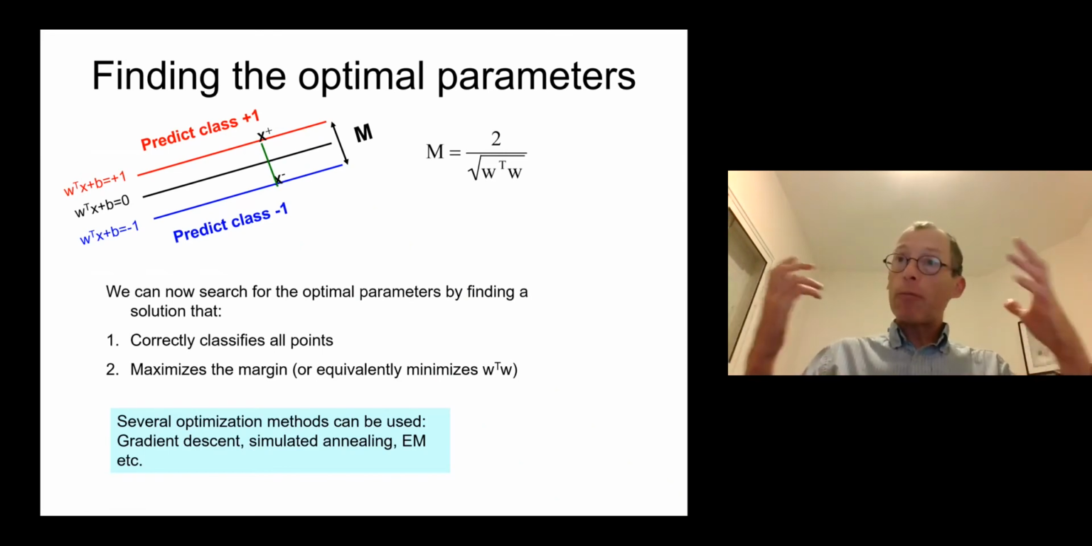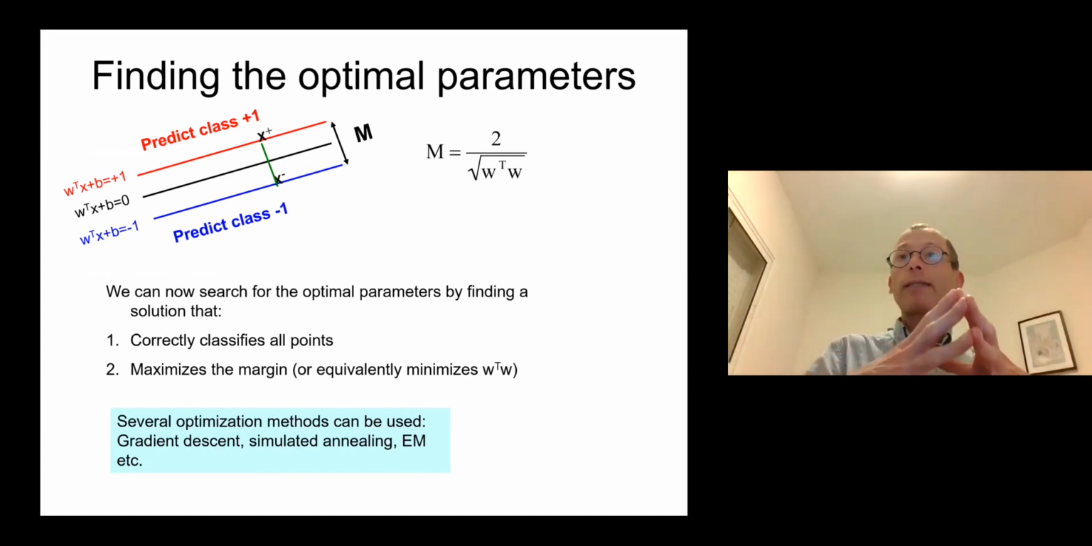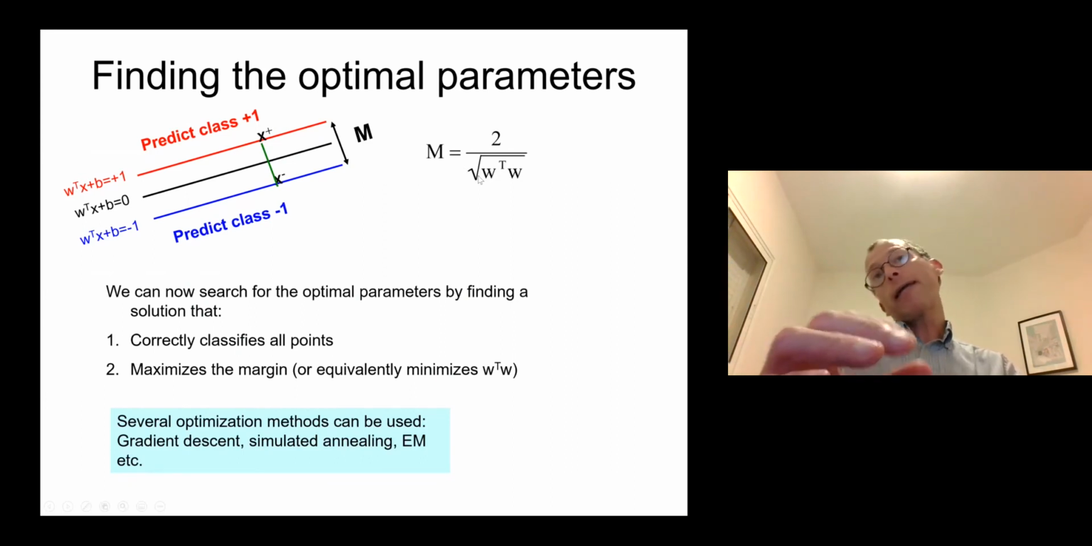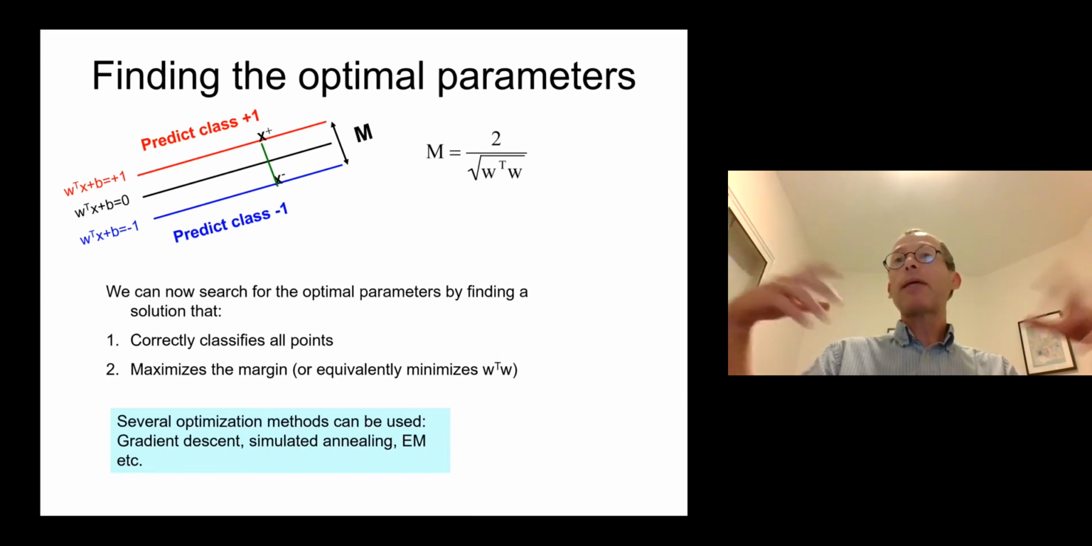So now we have an optimization function, right? Optimization function means that we want to maximize something and we have some constraints. The thing we want to maximize is this, and the constraint is that we want things to be correct. So WTX plus B is greater than 1 for class 1, less than -1 for class 2.